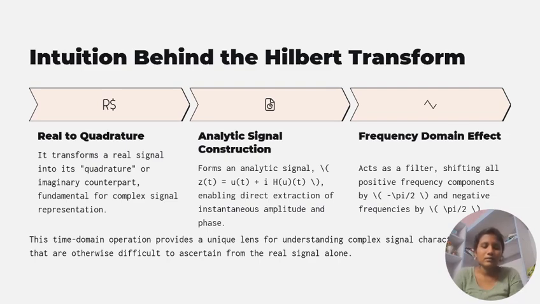Key differences. The Fourier transform converts a signal from the time domain to the frequency domain, reveals the global amplitude and phase spectrum, decomposes signals into constituent sinusoids, and requires signals to be stationary for accurate spectrum interpretation.